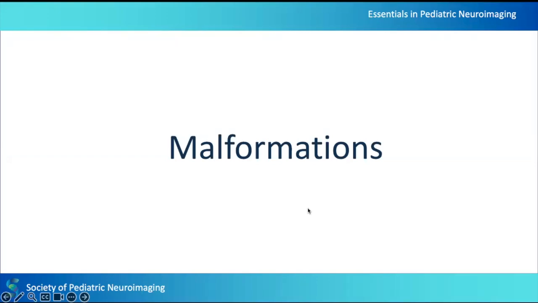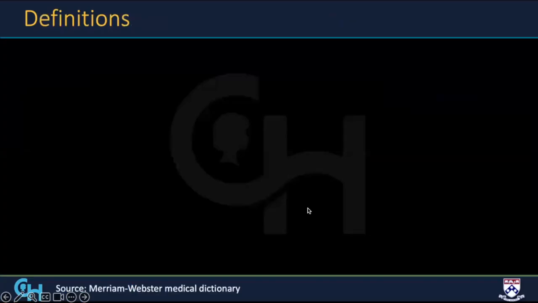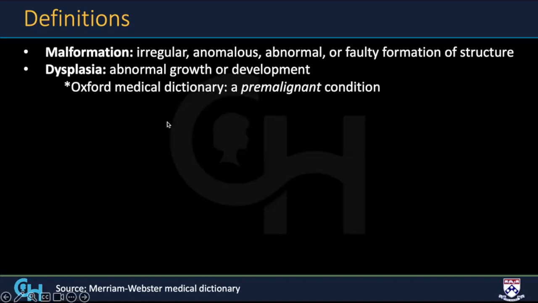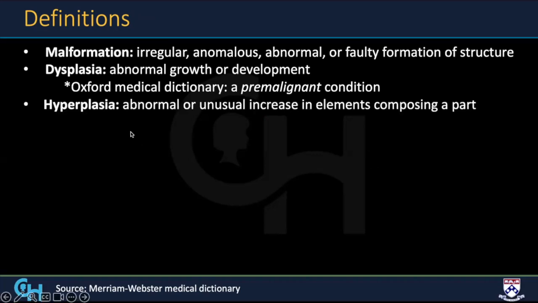Okay, with that background, let's cover some malformations. First we need to be on the same page in terms of the definitions of what a malformation is. Since Merriam-Webster Medical Dictionary defines dysplasia and malformation in a relatively similar manner, and Oxford Medical Dictionary considers dysplasia a premalignant condition, I'm going to stick to the term malformation to describe congenital disorders of the brain that alter the shape.